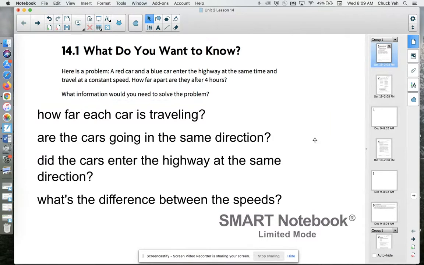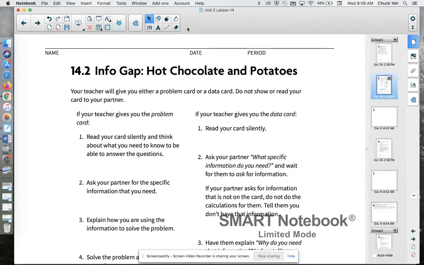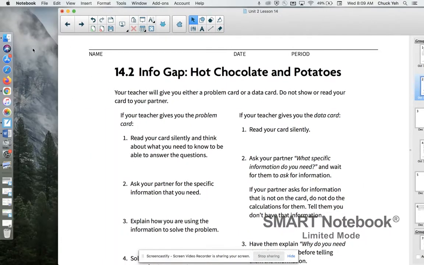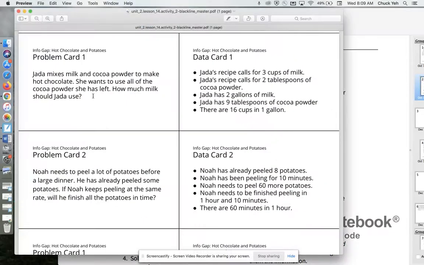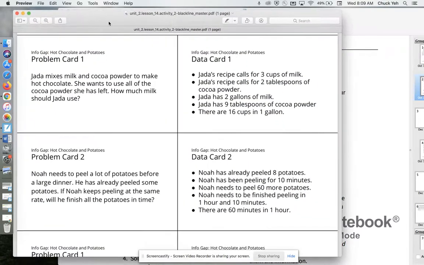All right. Now on 14.2, this info gap here, don't worry about what it says. Take a look at these two sheets. Problem card 1 and data card 1 go together. And then problem card 2 and data card 2 go together. I want you to try to draw two tables that have to do with this information, and then see if you can answer the question.